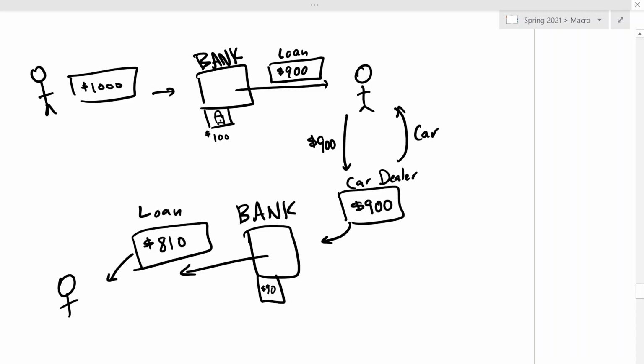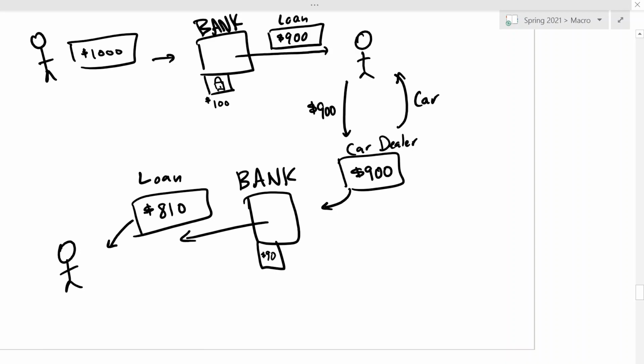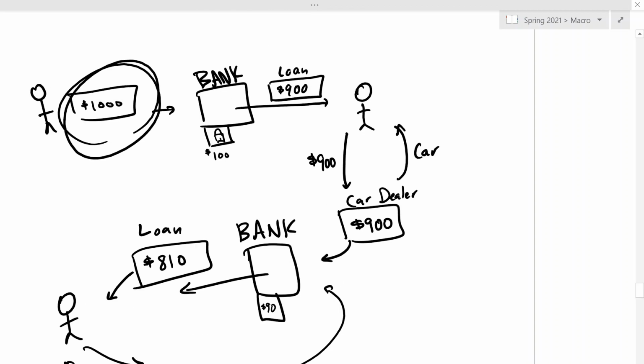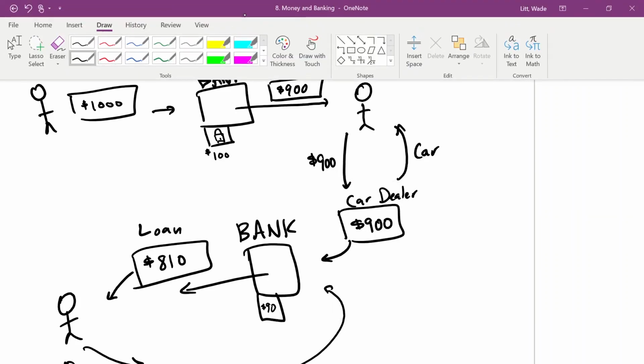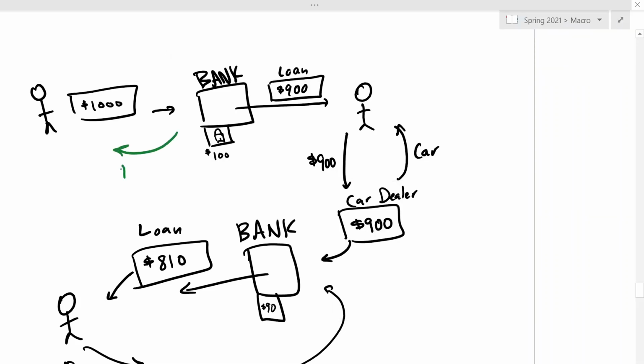And so they're going to lend that out to another person. That person now has $900, and they're going to use that $900 to get something in exchange. And then this cycle is just going to repeat itself over and over and over. And so this $1,000, I can still go back to the bank and I can ask for my $1,000 back. And I'm going to get the money, right?